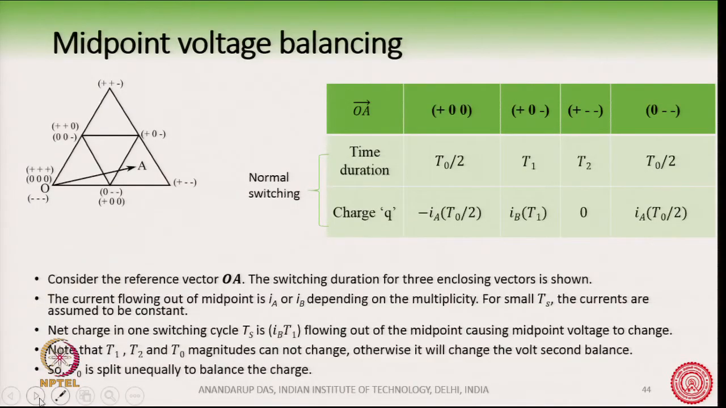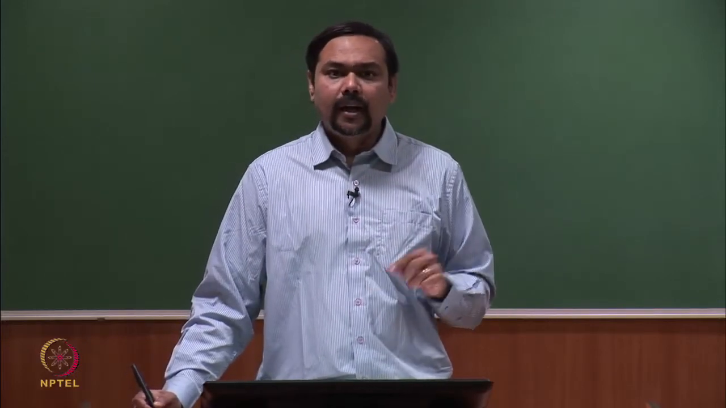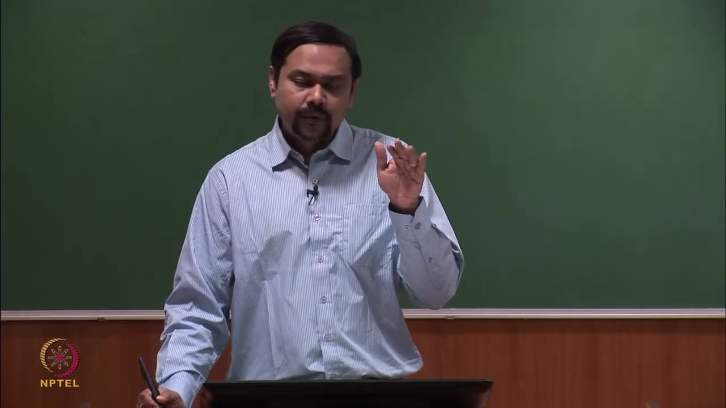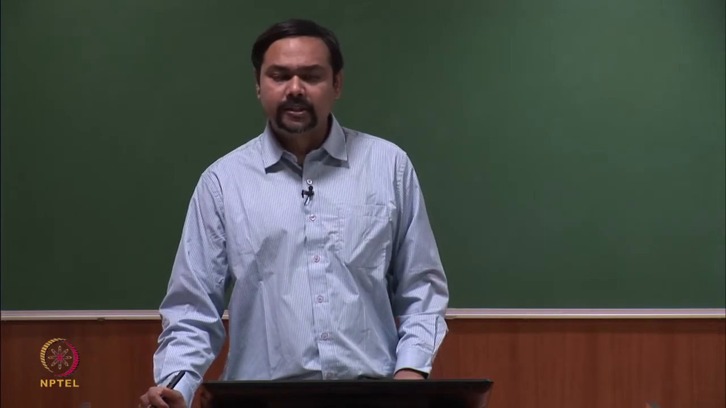You can see here that when the midpoint is accessed, a certain charge is either taken out or inserted into the midpoint, because the I0 current is flowing. If you apply the 0 vector for a certain duration of time, whenever the I0 is applied, that amount of charge is either taken from the midpoint or inserted into it. So, it will cause a fluctuation. Therefore, if you increase the size of the capacitor, the fluctuation in the voltage can be minimized.